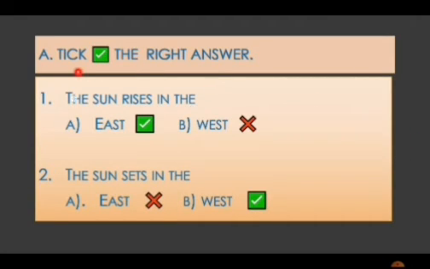Now we will start the exercise of this lesson. A. Choose the right answer. 1. The sun rises in the east. Right answer. West is the wrong answer. 2. The sun sets in the east. It is the wrong answer. West is the right answer.